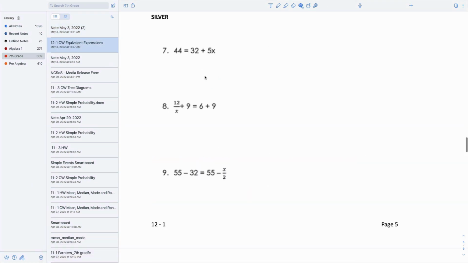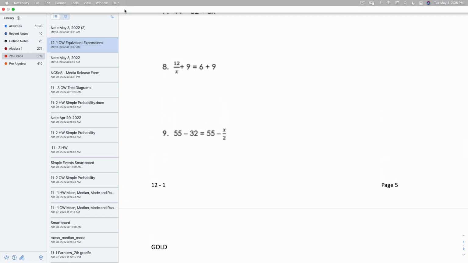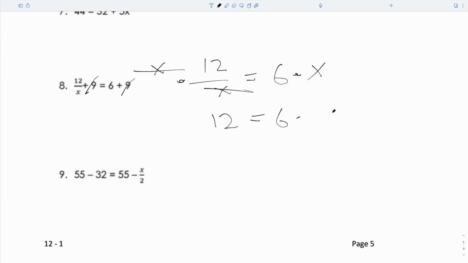Let's look at number 8. Huddle up on that one if you're not there. Go to 8. If you're past 8, backtrack so you can look at your work. I can cancel the 9s, leaving 12 over x equals 6. From this point, what do I have to do on both sides? Sarah? When you have x on the bottom, you have to get it in the numerator. Multiplying by x will cancel it on the bottom and get it to the top. Jackson, what do I do next?